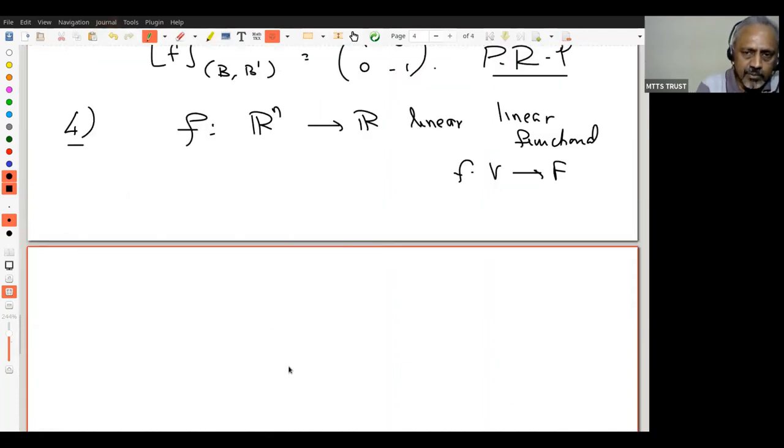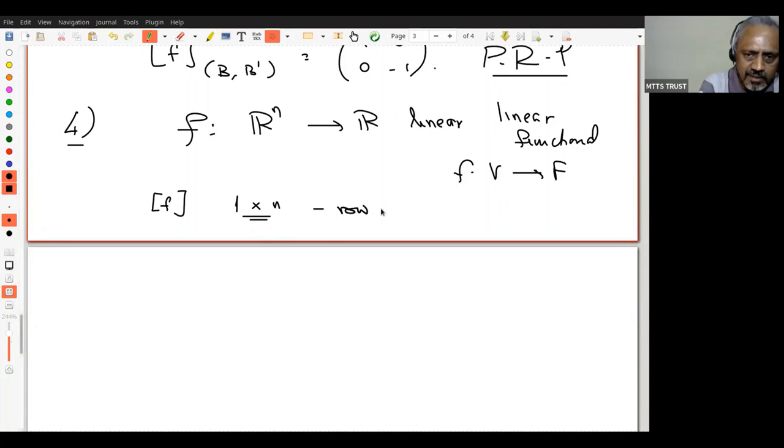Now notice that before going any further, what is the dimension of the codomain? 1. What is the dimension of the domain? n. Therefore, the matrix of f with respect to any ordered basis should be of type 1 cross n. What is 1 cross n? I can think of it as a row vector. n cross 1, I will think of as a column vector. 1 cross n, you will think of as a row vector. You understand? I want to know what it is. Now let's go. This is very easy.